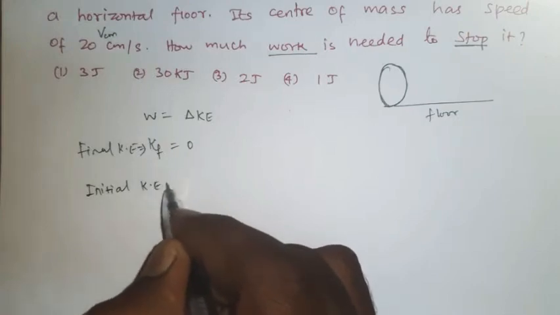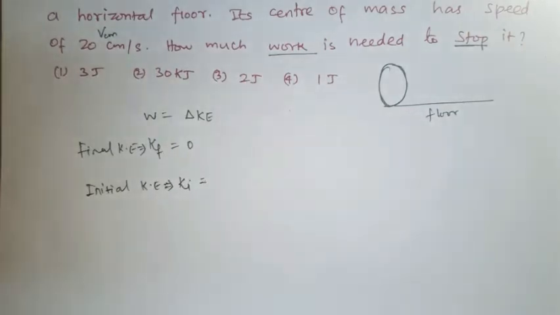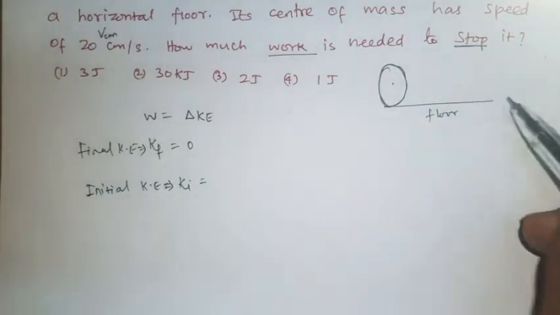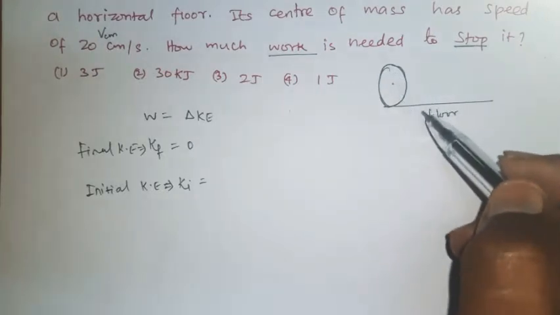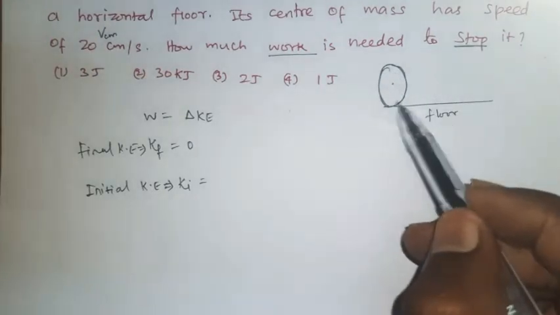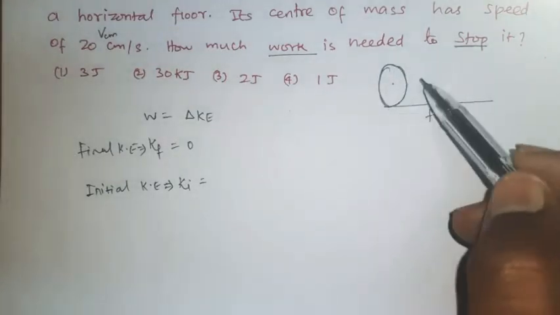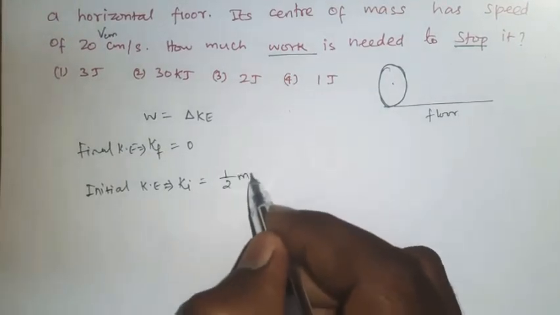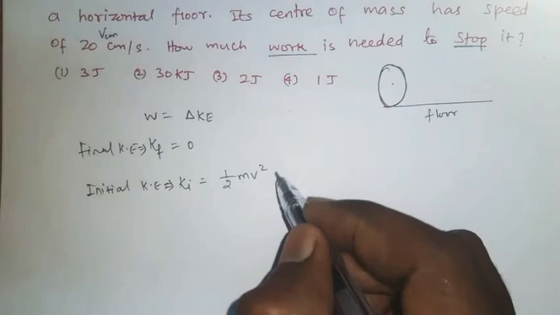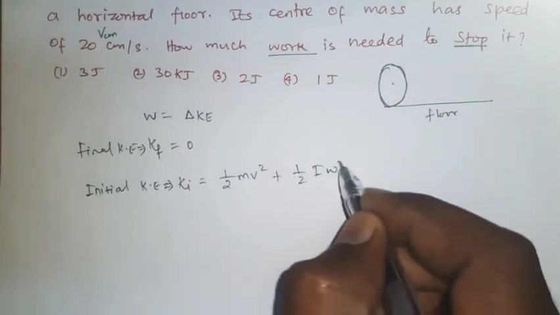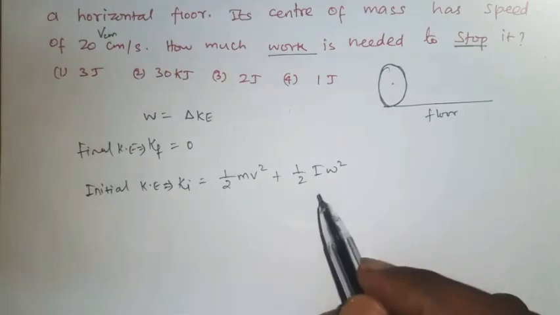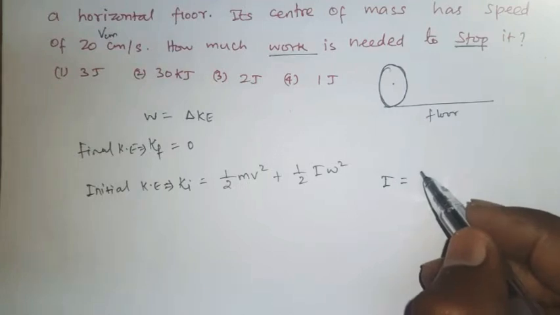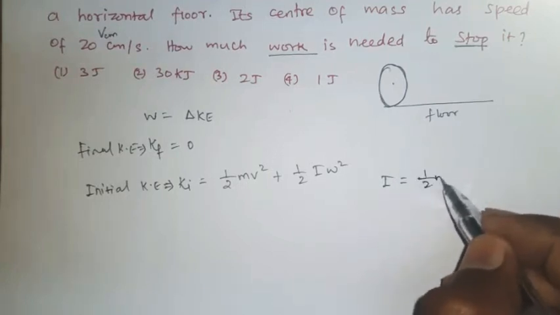Initial kinetic energy, that is, you can take as Ki is equal to, the disk is rolling. On rolling there will be two motions, translatory motion and rotational motion. Translational linear motion, next rotational motion. So according to the linear motion, kinetic energy is 1 by 2 mv square. Due to the rotational motion, kinetic energy is 1 by 2 I omega square, where I is the moment of inertia. Moment of inertia for a disk, I is equal to 1 by 2 mr square.